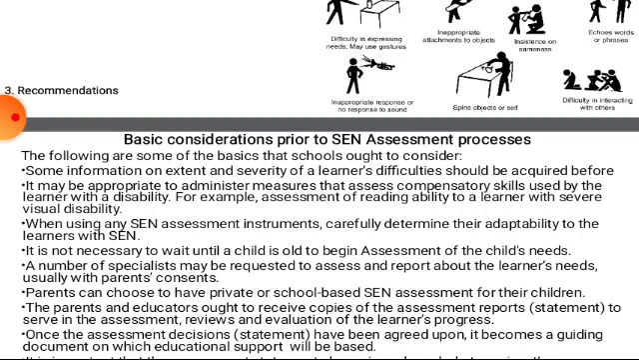When using any special educational needs assessment instrument, carefully determine the adaptability to learners with special educational needs. It is not necessary to wait until a child is old to begin assessment of the child's needs. A number of specialists may be requested to assess and report about the learner's needs, usually with parent consents.